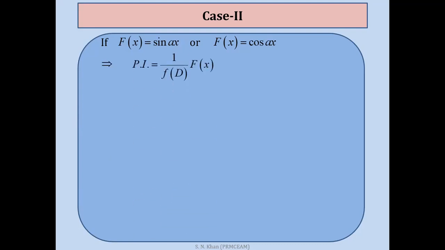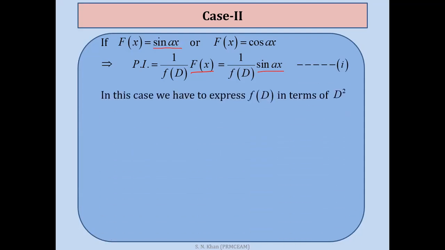Here now, the formula for PI is equal to 1 upon f of D operating on capital F of x. By substituting the value of capital F of x, suppose it is sine ax, it will become 1 upon f of D operating on the function sine ax. Now, for finding its PI, the function being trigonometric, sine or cos, in this case we have to express f of D in terms of D square. f of D is nothing but the operator present in the denominator of equation number 1.